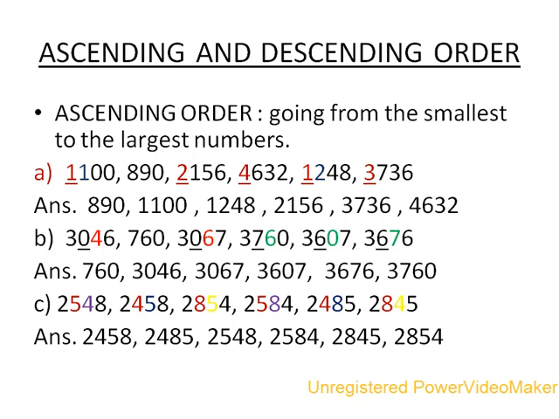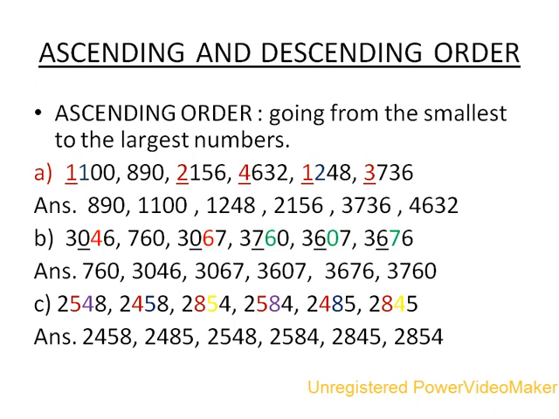The first example: 1100, 890, 2156, 4632, 1248, 3736. In this, 890 is the smallest because it is a 3-digit number. So it will come at first.